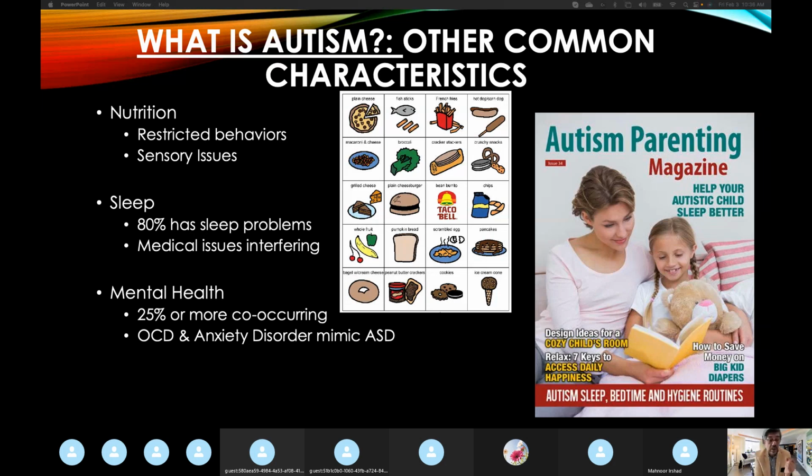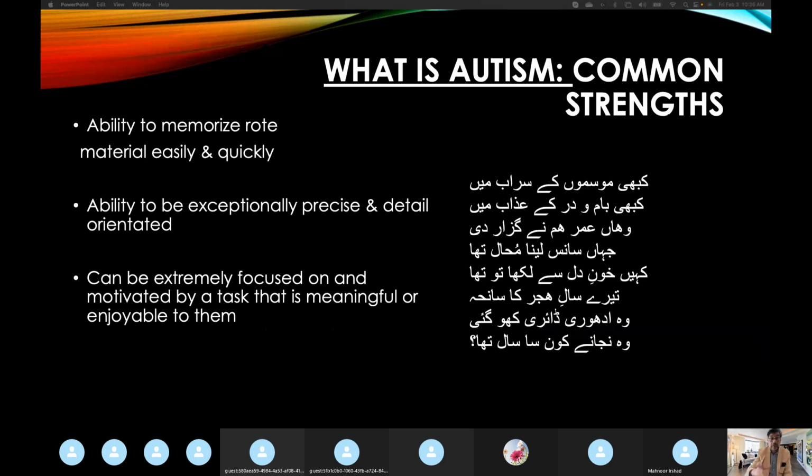Even a slight change in their routine, like a comforter that they were using to sleep at night being changed, the child may create havoc in the house, and the parents will be in big trouble. 80% have sleep problems and medical issues as well. Mental health problems are very common in autistic children, and lots of them require psychiatric input as well, as far as the biological treatment is concerned.